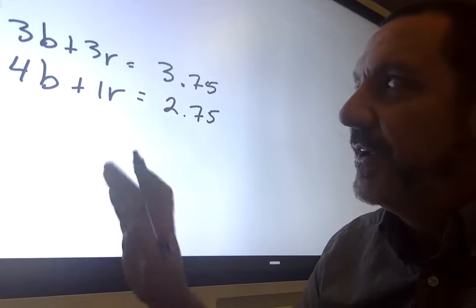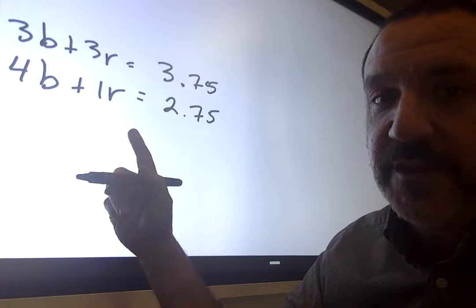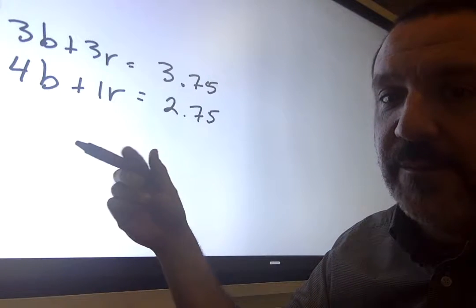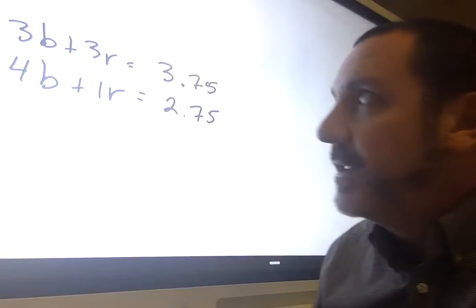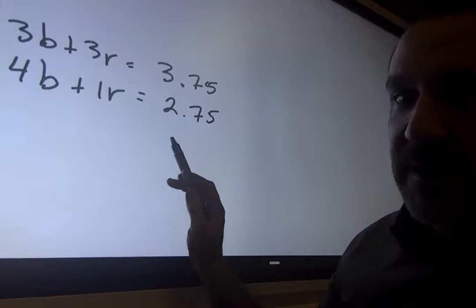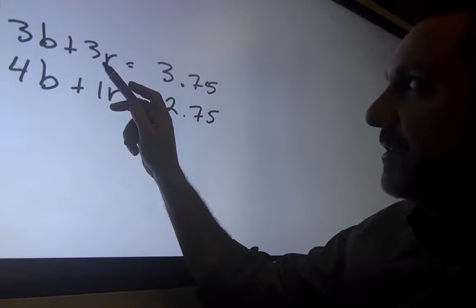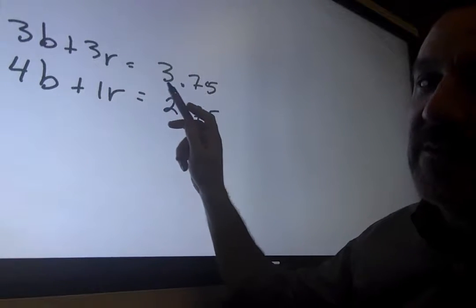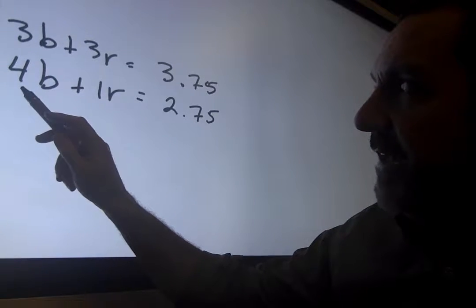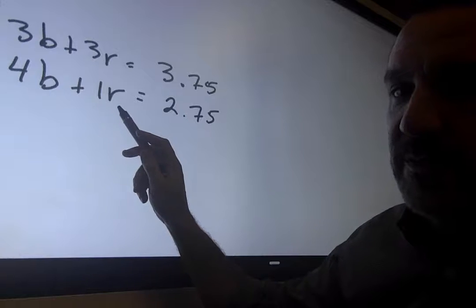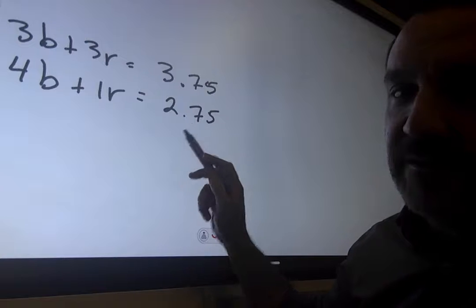Hi everyone. So here we have the system of equations that I came up with in my earlier video of my word problem dealing with selling bananas and oranges by the pound at the farmer's market. So here's my two equations. Again, that's 3 pounds of bananas times the cost of a pound of bananas plus 3 pounds of oranges times the cost of a pound of oranges will cost you $3.75 total. Okay, 4 pounds of bananas times the cost of a pound of bananas plus 1 pound of oranges times the cost of a pound of oranges equals $2.75.